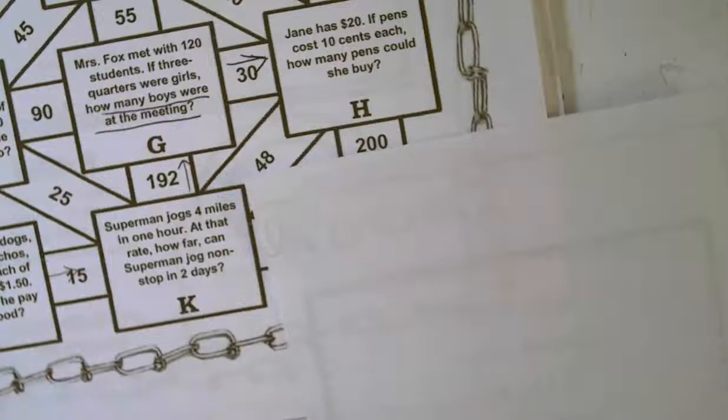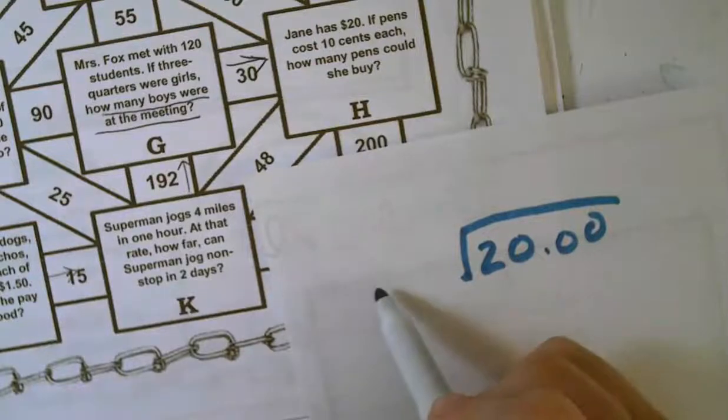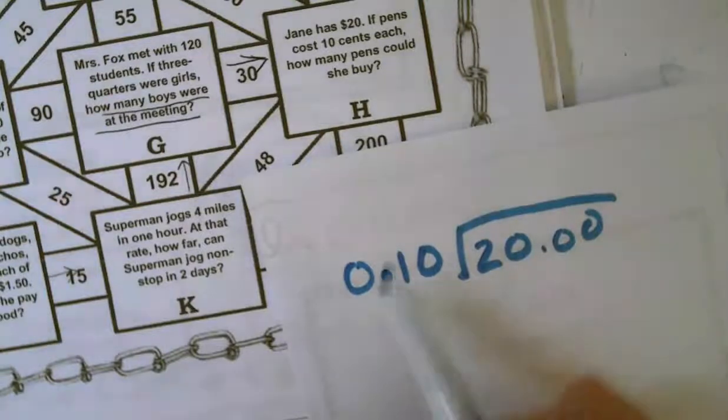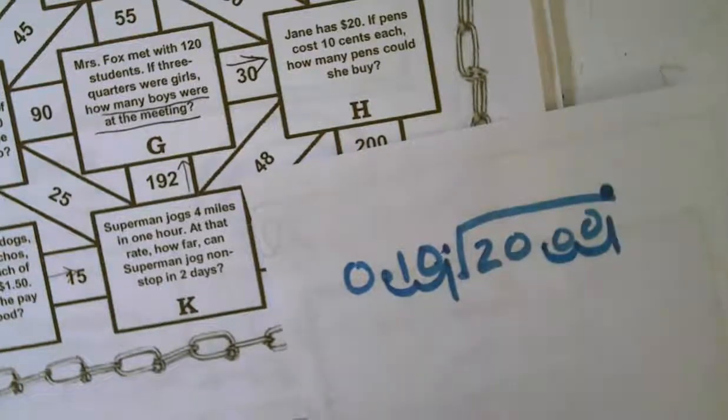On problem H, Jane has $20. If pens cost 10 cents each, how many pens could she buy? Well, I know that $20 can be divided into groups of 10 cents. Now I want to remember, if I'm using my dollars here, I want to put my 10 cents as money also. So it would look like this. And I also know that if I am dividing by a decimal number, I'm going to have to make it into a whole number by shifting that decimal place. Once I do this, I can divide it just like it's a whole number problem.